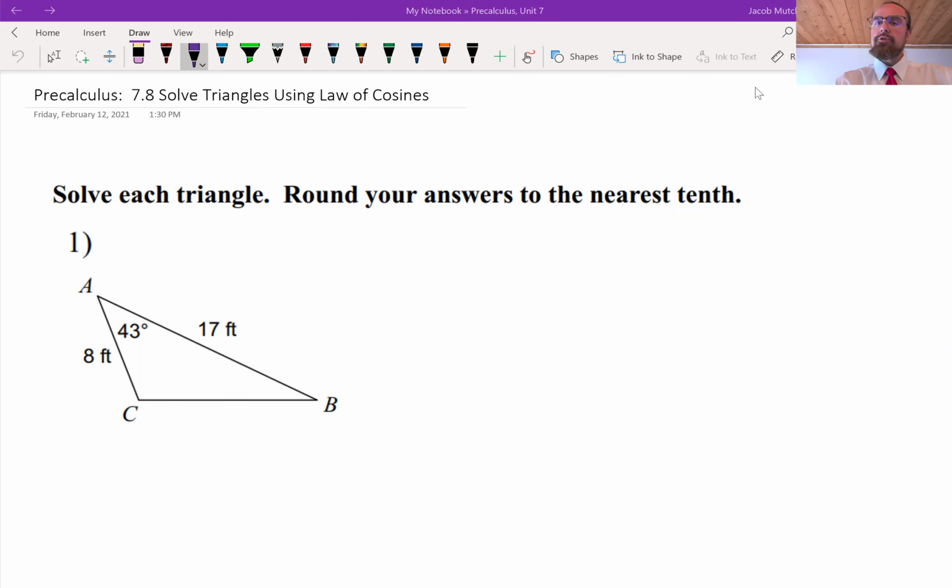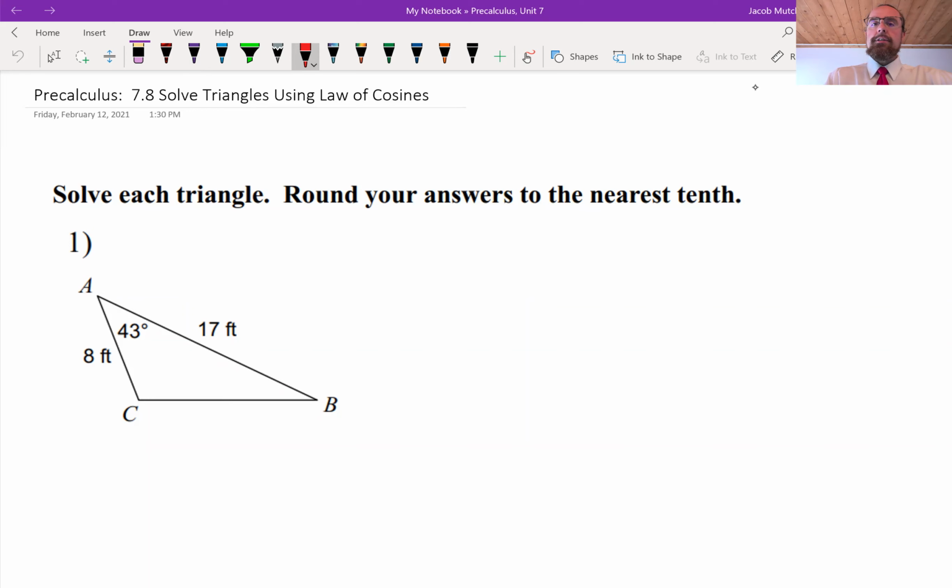So remember, when we say solve the triangle, it means I want to find all the side lengths and I want to find all the angle measures. So for us, that really amounts to three things that we want to find. We want to find this missing length of side BC. And then we also want to find the measure of angle B and the measure of angle C.